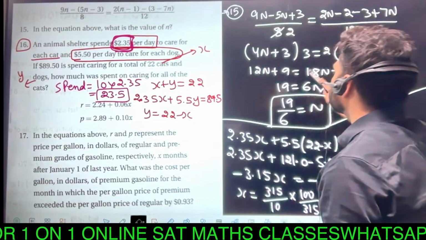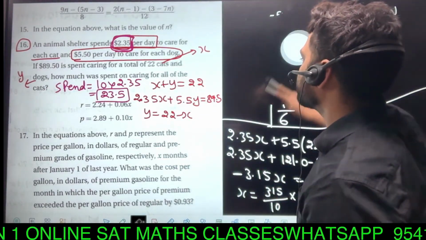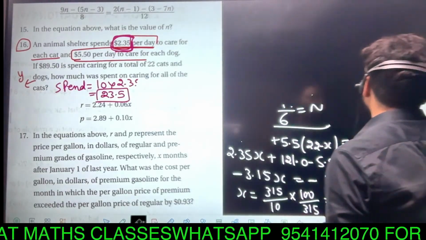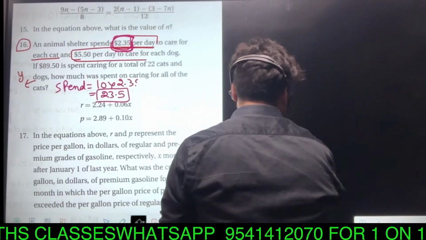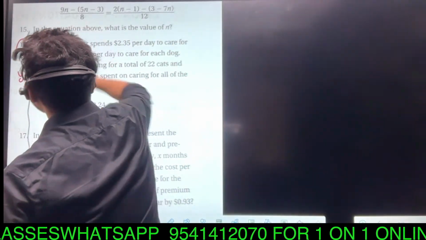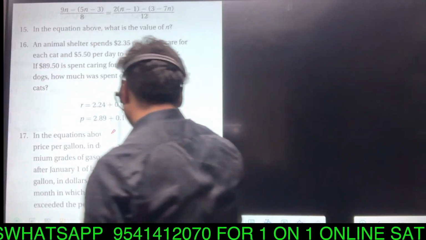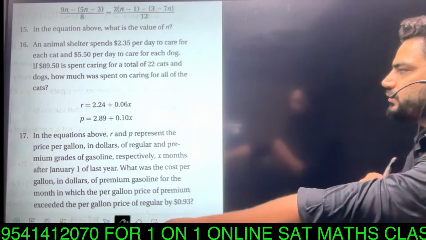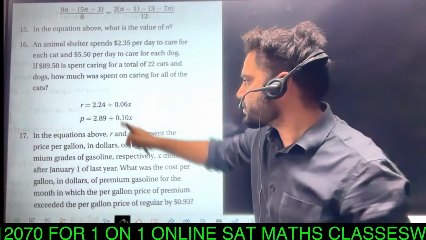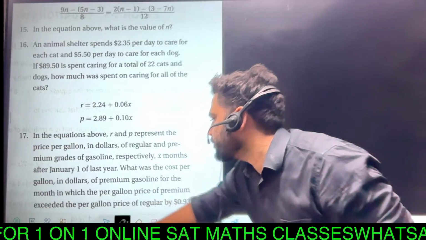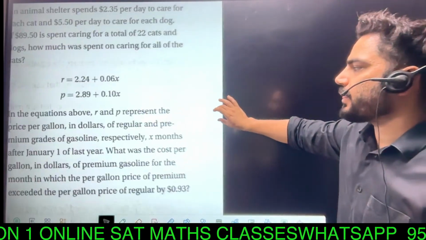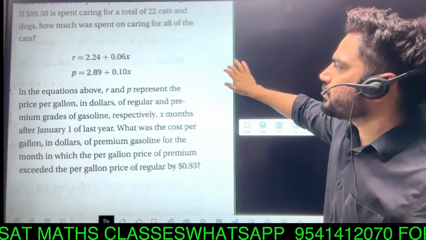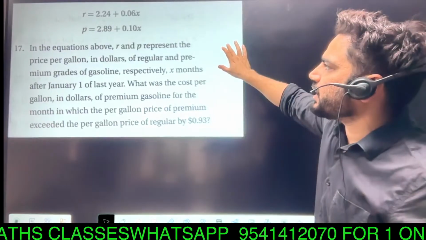So the last question is question number 17. I'm removing this extra part. Question number 17 is the last question. In question number 17, we have two equations. These two are the equations, and we can also zoom in a little more. This is question number 17, our last question.